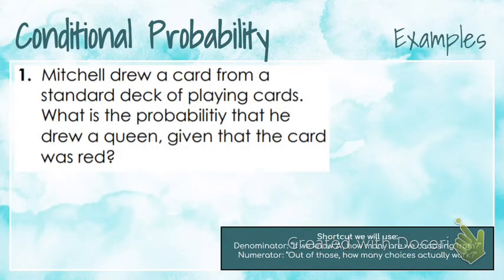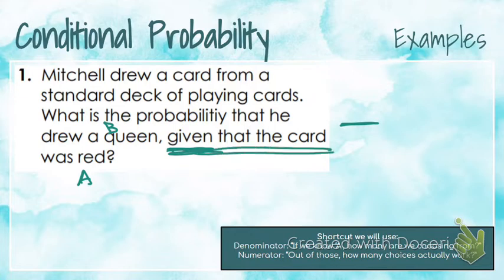Number 1, Mitchell drew a card from a standard deck of playing cards. What is the probability that he drew a queen given that the card was red? So we ask ourselves first about the denominator. So here's our fraction bar. For the denominator, if we know A, so the given, whatever follows given, that is A. The thing that we want the probability of is the B. So if we know that the card was red, how many choices do we actually have?